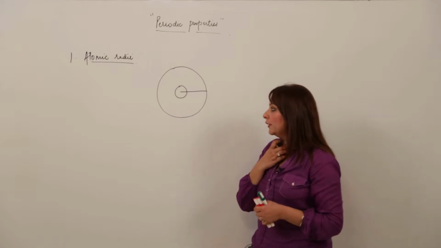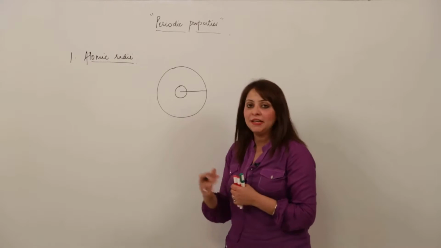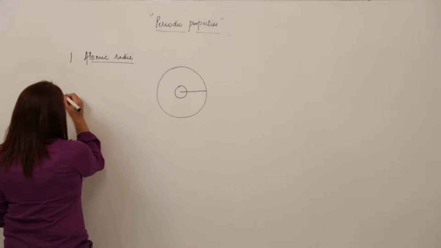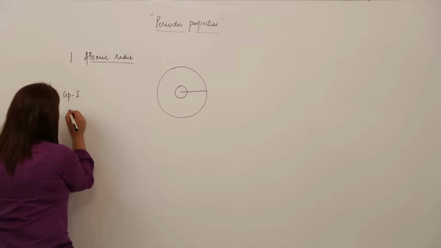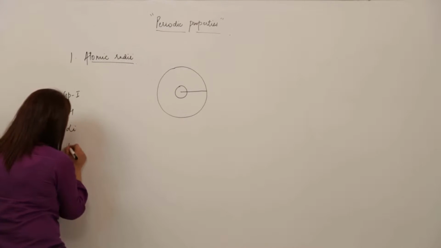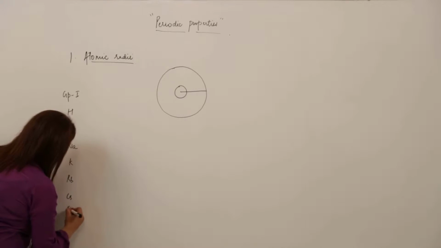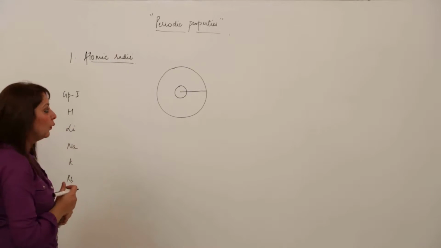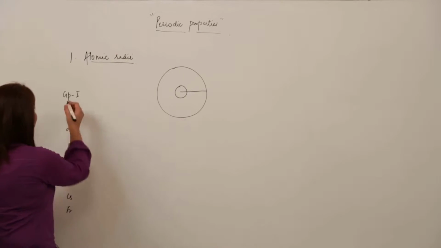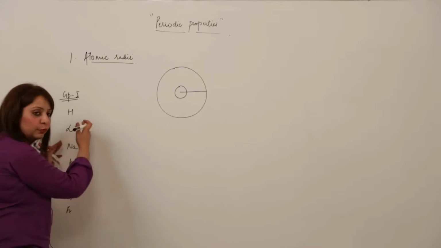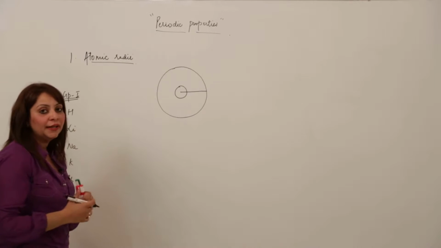For the sake of convenience, I am taking an example. Let us consider the first group, that is the alkali metal group. We know it consists of hydrogen, lithium, sodium, potassium, rubidium, cesium and francium. You all know this now. So we are considering how atomic radii vary when we move down the group.